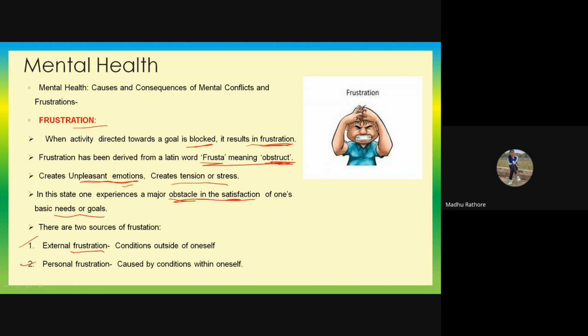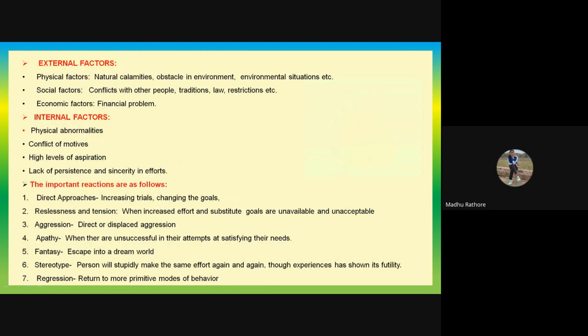Shall we move on? So next are external and internal factors which affect our frustration. There are many external and internal factors, like physical, social and economic factors. If we have any disturbance or financial problem, that is our economic factor. Social factors are any tradition, law, restriction or taboo. Physical factors are natural calamities, obstacles in the environment, and any environmental situations.